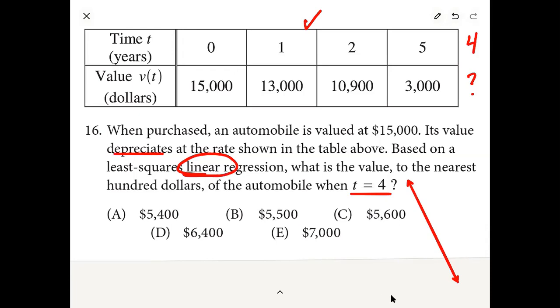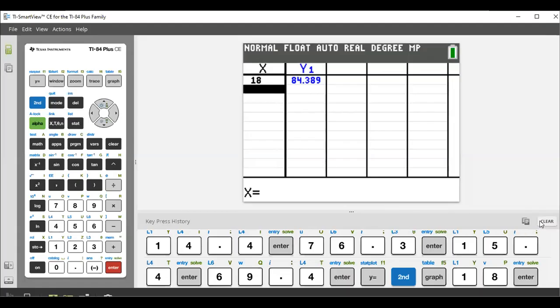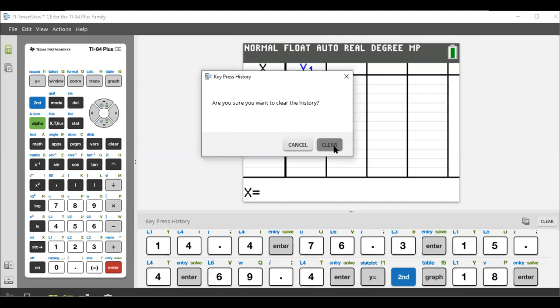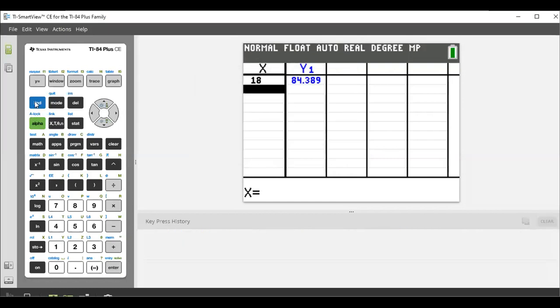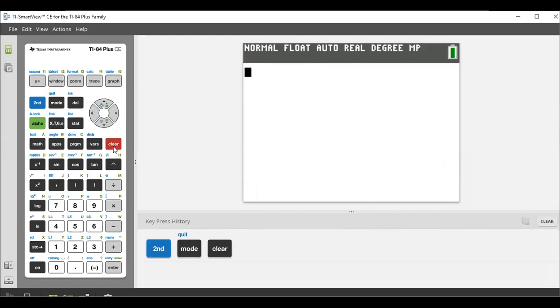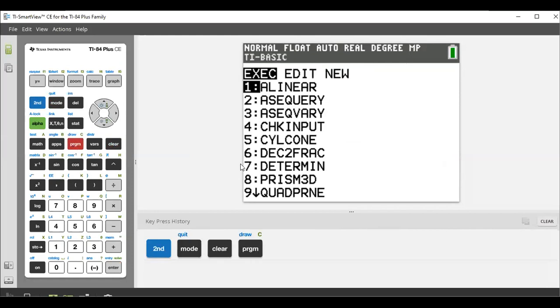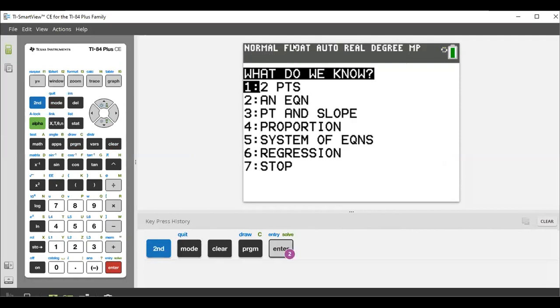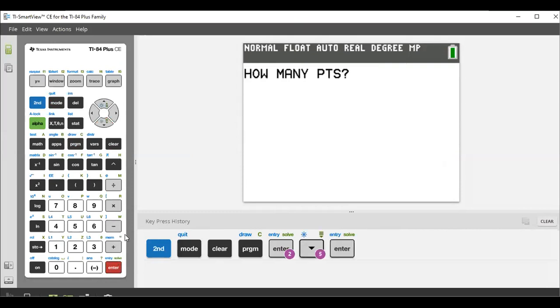As soon as I know it's a linear function, I would go to the calculator. Let me clear all of this out, and then I would go to the home screen. Let me clear this. The first thing I would do is go to the program and choose Alinear, because it deals with linear functions. Now I want option 6, which is the linear regression piece. So I press enter, and then it says how many points. They gave us 4 points. So then it's just a matter of entering those.